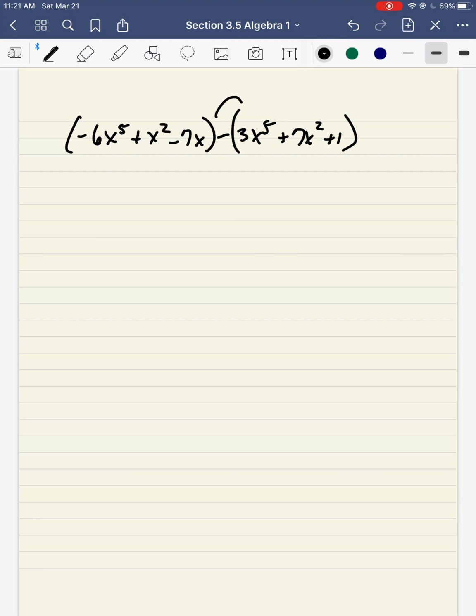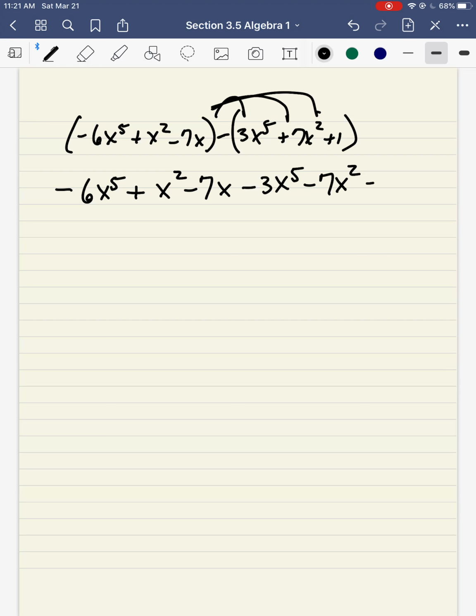Finally, on the last one, I do have to distribute the negative sign here. So I'm going to do minus 6x^5 plus x^2 minus 7x. Distributing the negative sign makes it a negative 3x^5 minus a 7x^2 minus a 1. Again, the negative sign goes over all three terms. So on my x to the fifths, I have a minus 6x^5 minus a 3x^5. So minus 6 minus 3 is minus 9x^5.